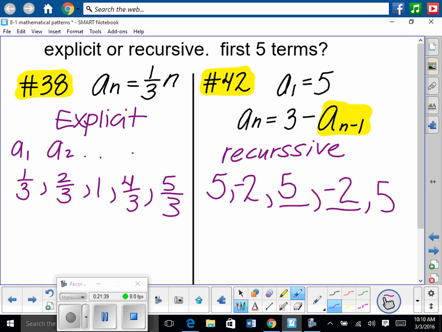What's your question? Why do you keep going back and forth? It just came out that way. We calculated them and it came out that way. Well, to find this term, you take 3 minus the previous term. Wasn't the previous term 5? Right? That means previous term? I got it. Okay. Any other good questions?